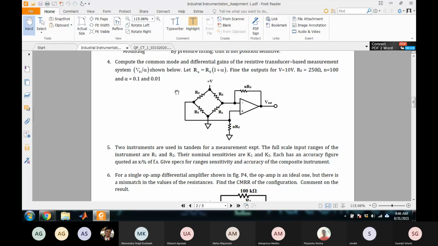Can somebody say what is the gain? Tell me if I'm wrong. Let me present.